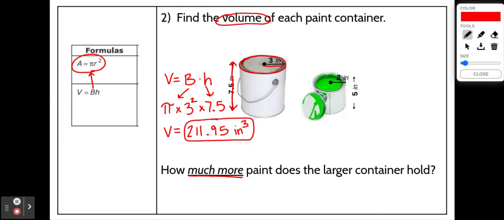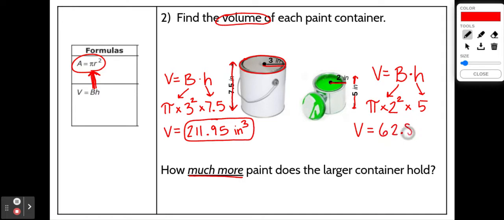Now let's do the same thing with the small paint can. So volume equals, remember, big B means area of the base times the height. So again, I want to use that circle area formula. So pi times radius squared, radius is 2, and I want to multiply that by the height. And here the height of the paint can is 5 inches. So we'll use our calculator. Pi times 2 squared times 5. And the calculator says that the volume is only 62.8, and that's inches cubed. A lot smaller. We see the radius is smaller, but also the height is smaller. So the whole thing's a lot smaller.